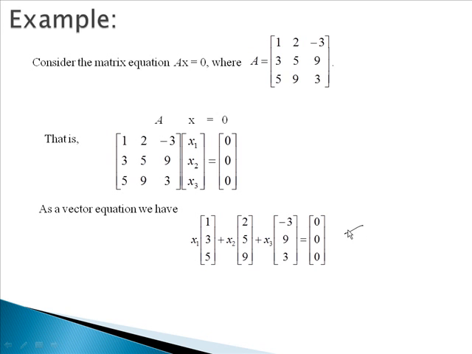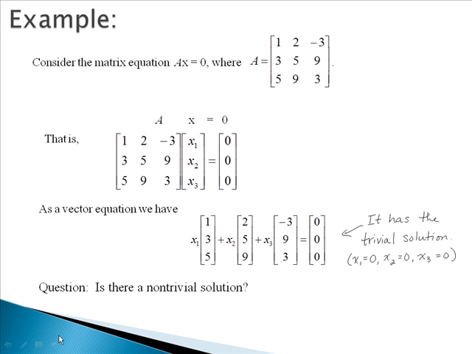One thing that we know, it has the trivial solution, meaning that our variables are all at least equal to 0 and would make this set true. So we know that for our homogeneous system here, we always have the trivial solution. So then the question remains, is there a non-trivial solution? Before we answer that, we need to introduce some new terminology.